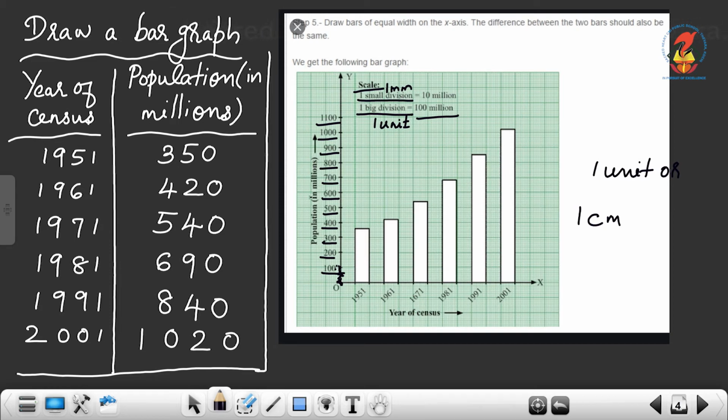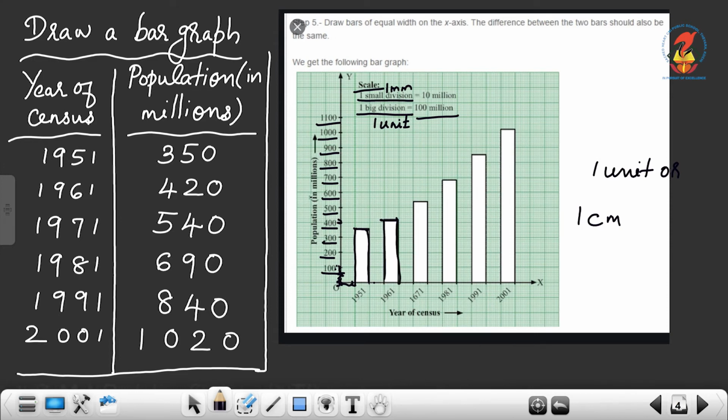1951, in that year the population is 350 million. I told you, when you start drawing the graph, first leave 1 centimeter; the spacing between the bars should be 1 centimeter. So the first box you have to leave. Then 350. Here is 300, then the middle one will be 350. Against 350 you draw the bar. Then again leave 1 centimeter. Now we have to draw the next bar. The value is 420. This one is 400, two small divisions. So we mark it and draw the bar.